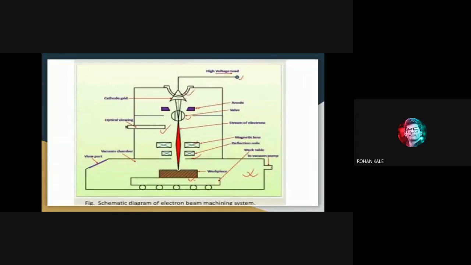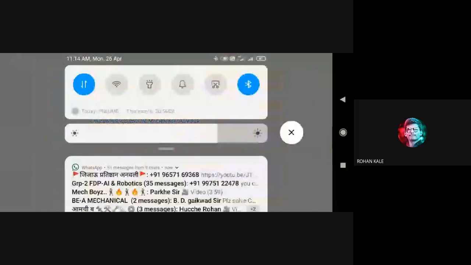Your beam size, the diameter of the beam, should be less than the diameter of the hole to be produced. Please remember, the diameter of your electron beam should be less than your desired hole size. So that point you should remember.